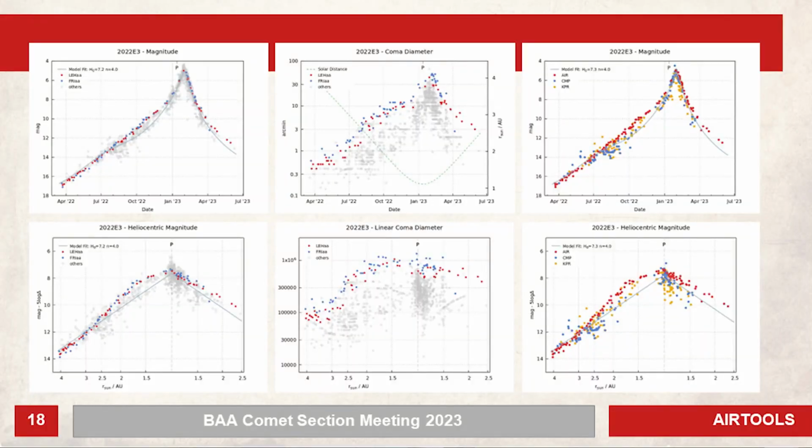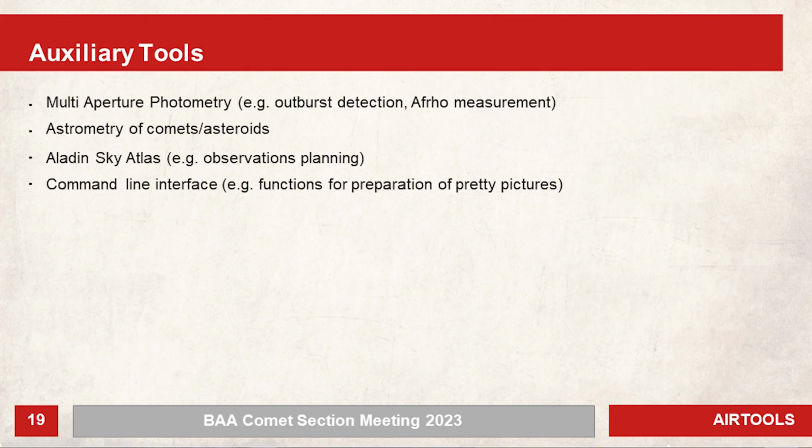And finally, the same when comparing different methods, different software used to derive magnitudes. So there are a few other auxiliary tools like the multi-aperture photometry tool, which is much more suitable for outburst detection. If you predefine your size of aperture in physical size or in size of arc seconds, both is possible, and you can get AFRO measurements from that.